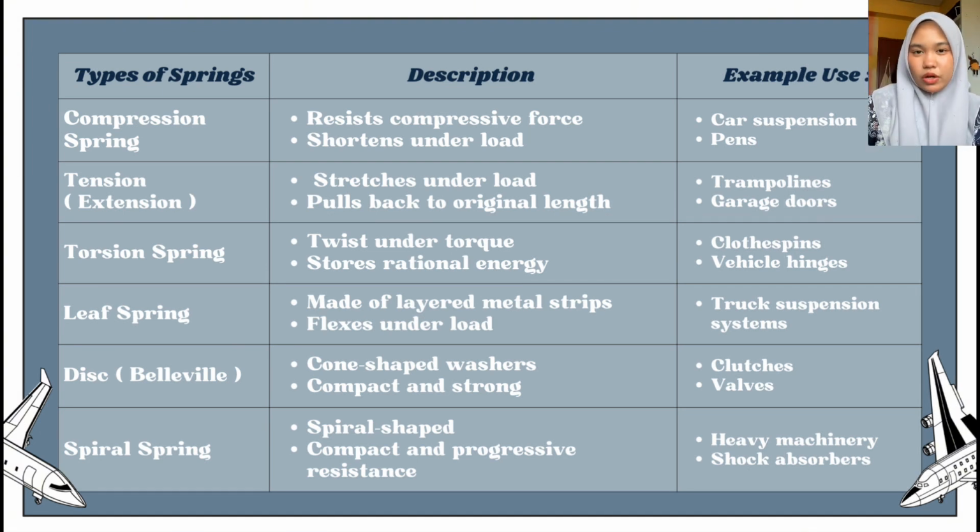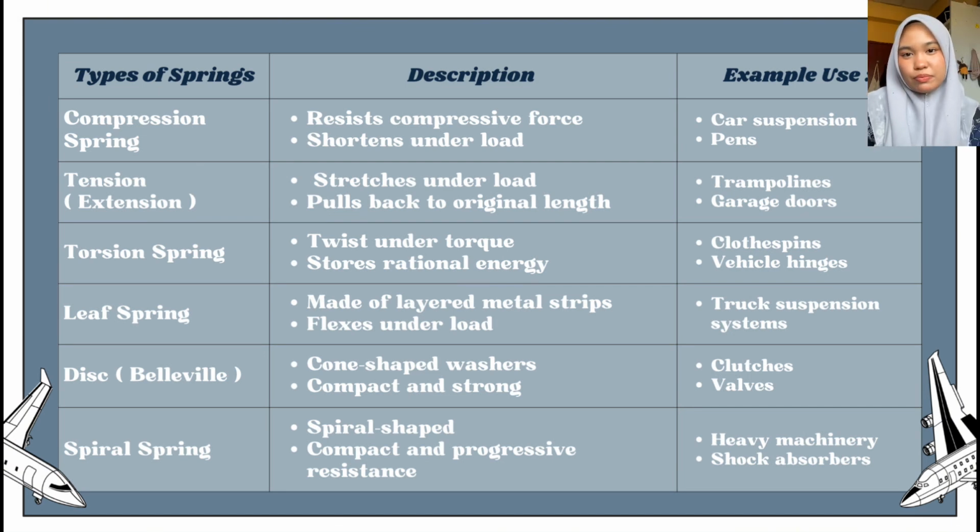So now we're moving on to the leaf spring. These are made from layered metal strips and are designed to flex under load. They are a key component in truck suspension systems, offering support and shock absorption on rough roads.